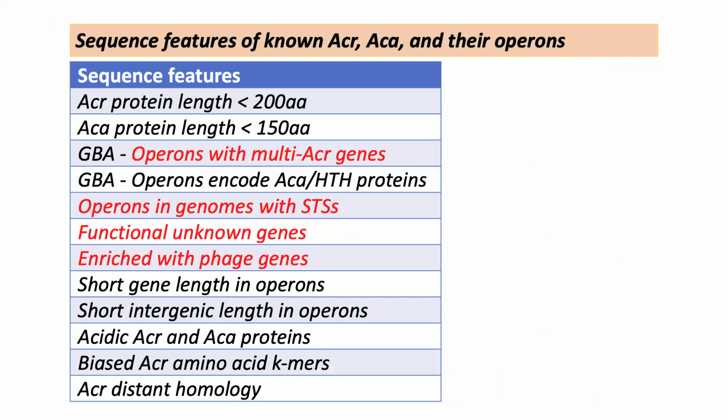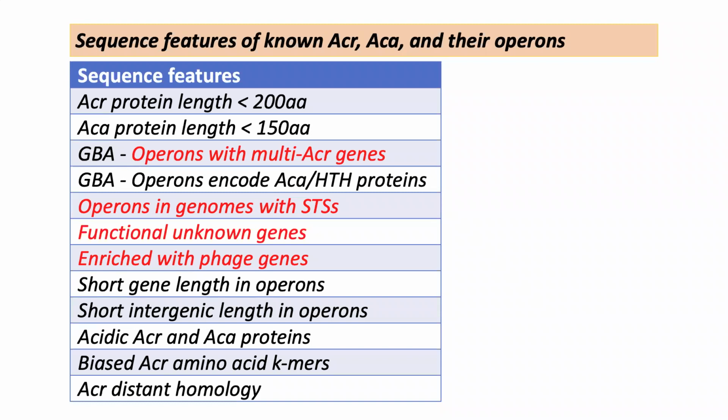To summarize, there are some key sequence features of Acrs and their operons. They are very short, and tend to form multi-Acr gene operons with more than one Acr gene and sometimes an Aca gene.